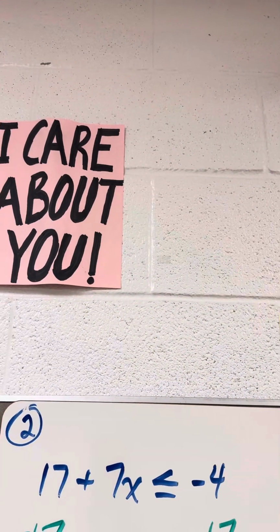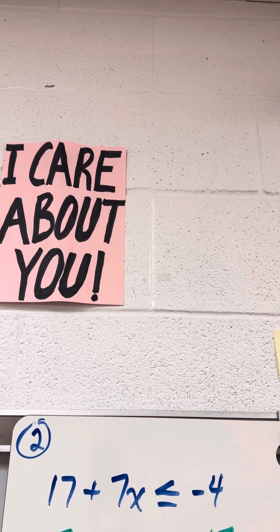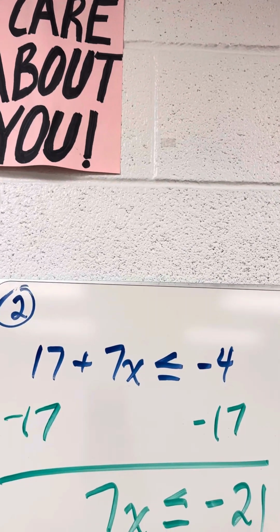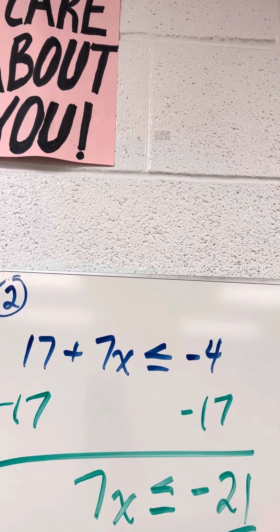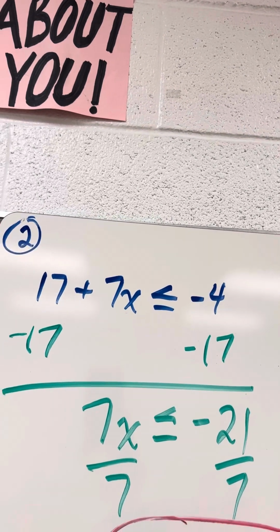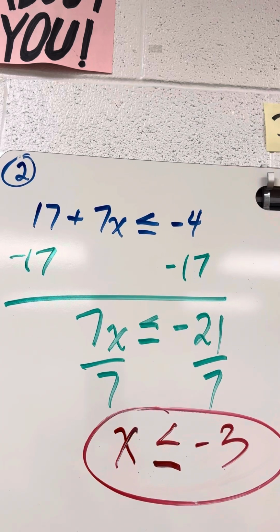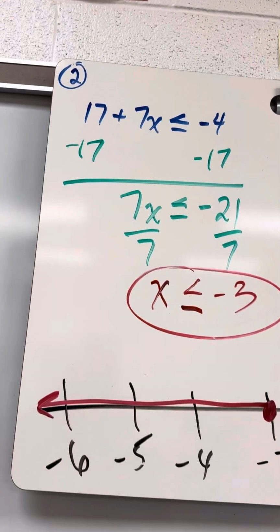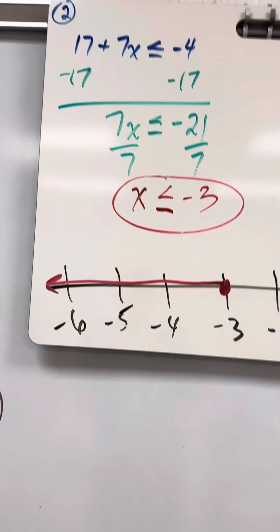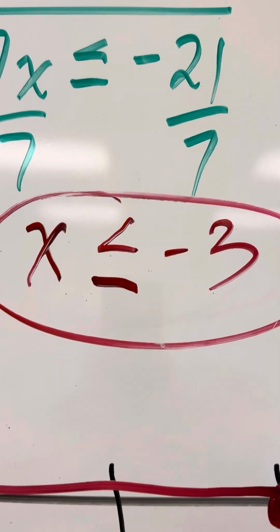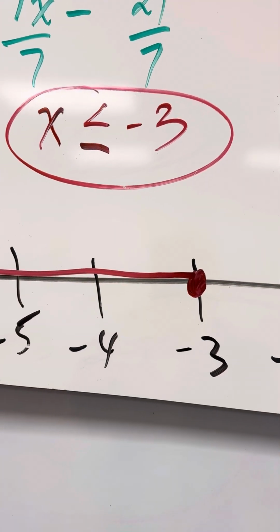17 plus 7x less than or equal to negative 4. Subtract 17 from both sides. 7x is less than or equal to negative 21. Divide by 7. X is less than or equal to negative 3. Now, you start at negative 3. Here, since it's less than or equal to, that means equal to negative 3, so it's a filled in dot.